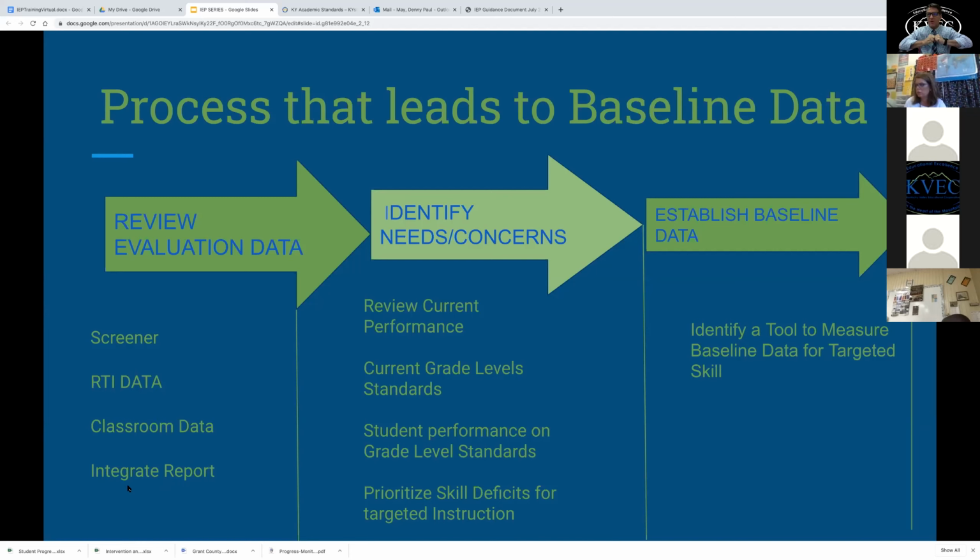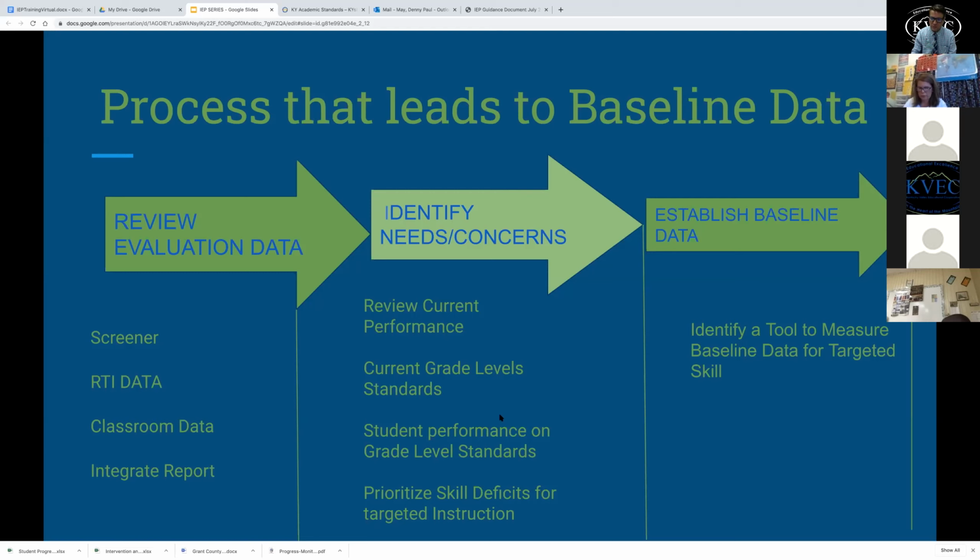And let's say we know that they've got problems in reading. Well, what are the specific problems in reading? And we start to funnel that information, and we identify the needs and concerns around that information. And we then make a decision. We have a discussion in the ARC, in the conference summary, and we say, you know what? Based on the information that we see, we prioritize skill deficits for targeted instruction.